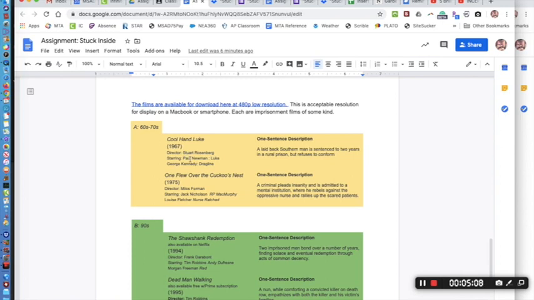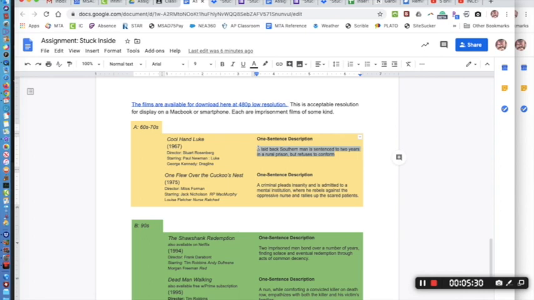You have to watch one from the 60s and 70s. You're either going to watch Cool Hand Luke, or you're going to watch One Flew Over the Cuckoo's Nest. I've given you a one-sentence description. I didn't overly describe the film for you. I don't like it when someone tells me everything that happens in a film. If I'm going to watch the film, I want to watch the film.